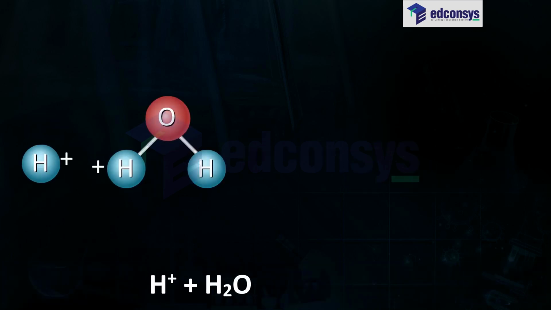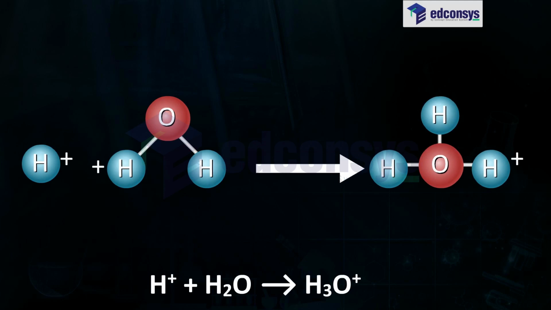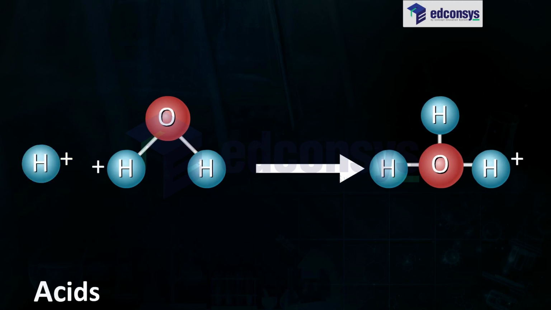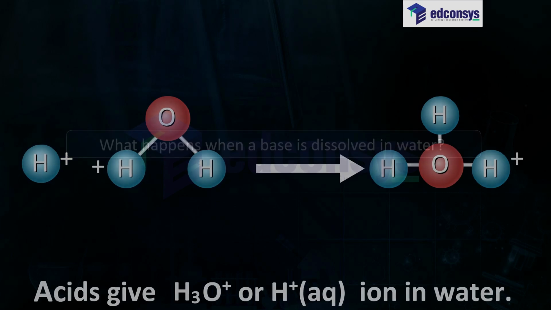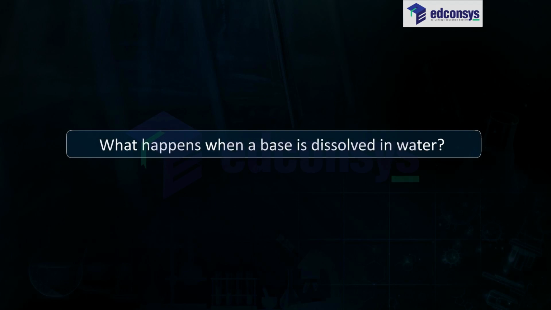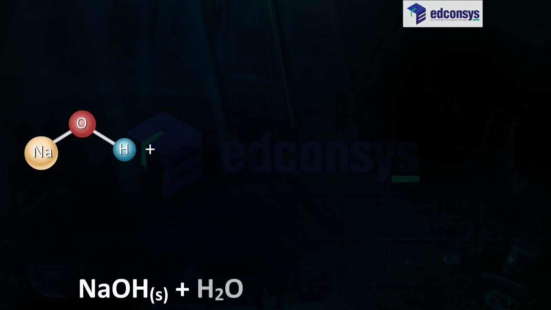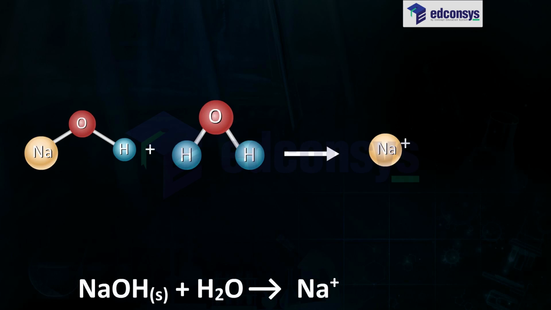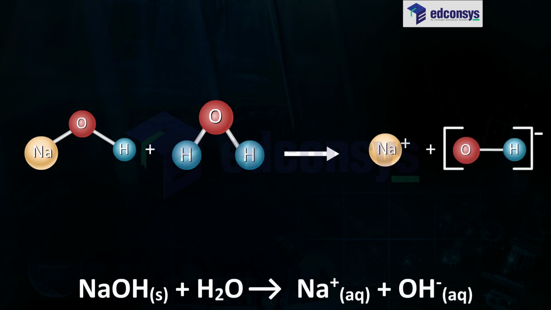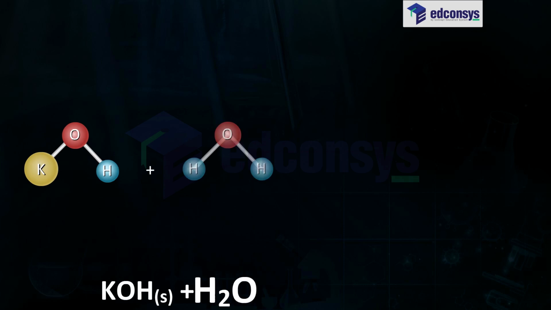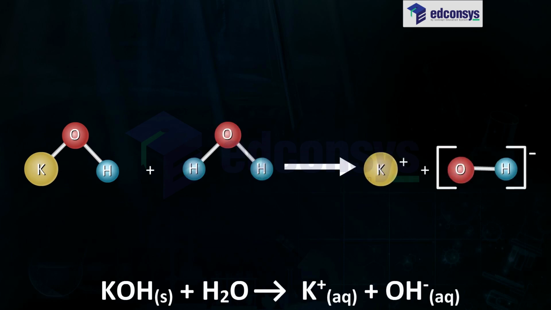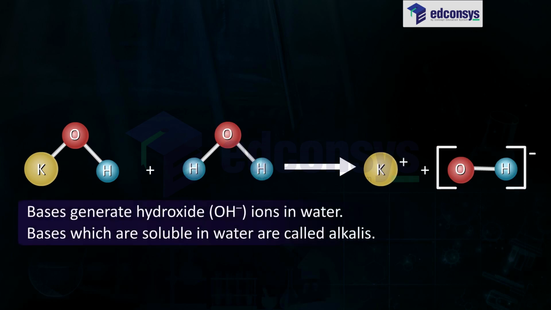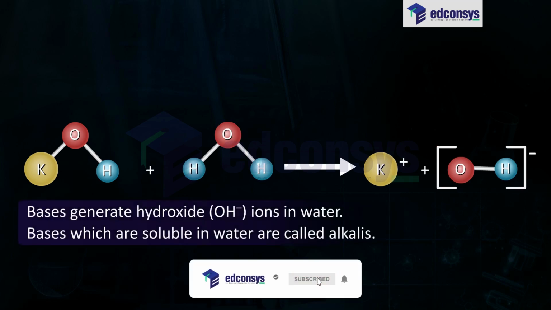H+ + H2O gives H3O+. Acids give H3O+ or H+(aq) ion in water. What happens when a base is dissolved in water? NaOH(s) + H2O gives Na+(aq) + OH-(aq). KOH(s) + H2O gives K+(aq) + OH-(aq). Bases generate hydroxide ions in water. Bases which are soluble in water are called alkalis.